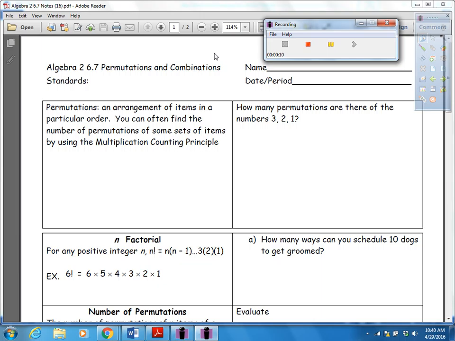Okay, permutations is an arrangement of items in a particular order. So today we're focusing on number of possible outcomes. How can we find out how many possible outcomes there are?